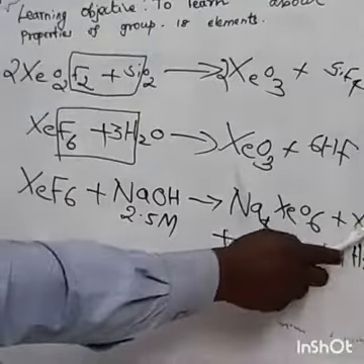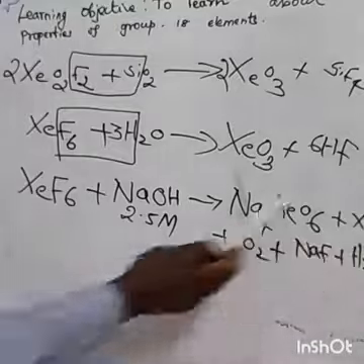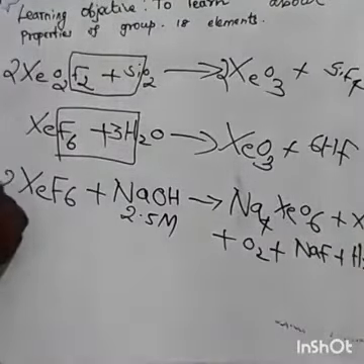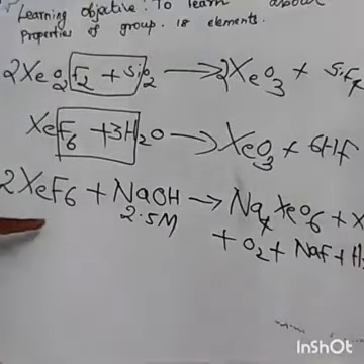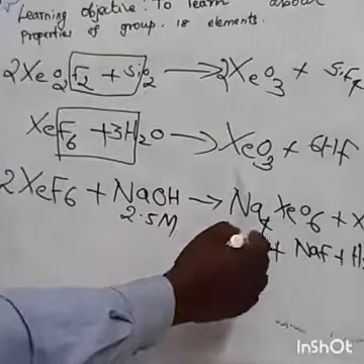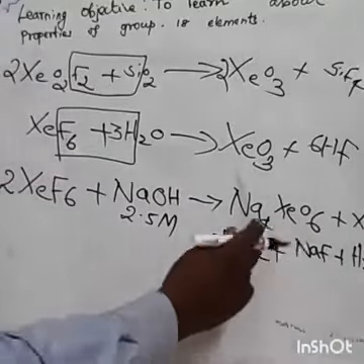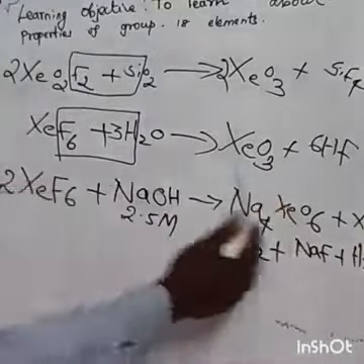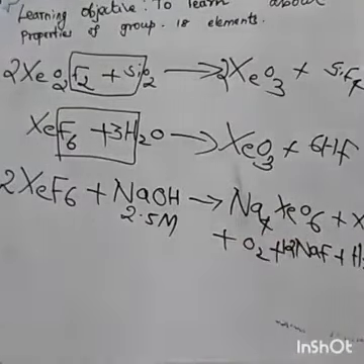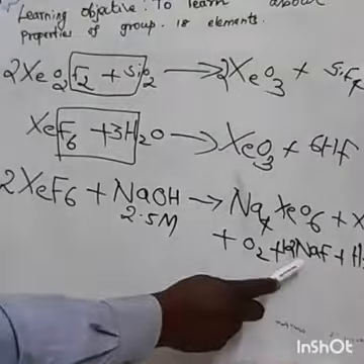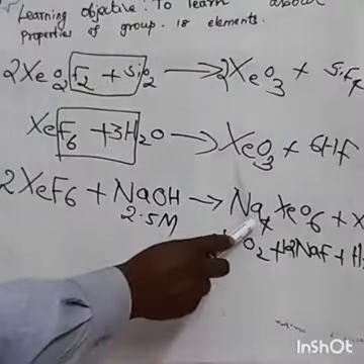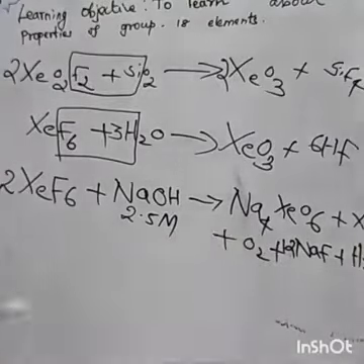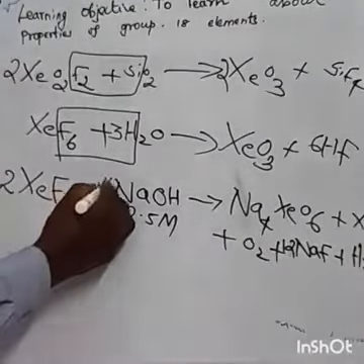Here I have 2 xenon, am I right? How many xenon have you? Here one, 2 xenon. So make it 2 here. Okay, 2 xenon. Now, how much fluorine is there? 2, 6 are 12 fluorine is there. So we can make it 12 fluorine. Okay. Now, sodium. How much sodium is there? 12 sodium plus 4 sodium. We get 16 sodium. Clear?